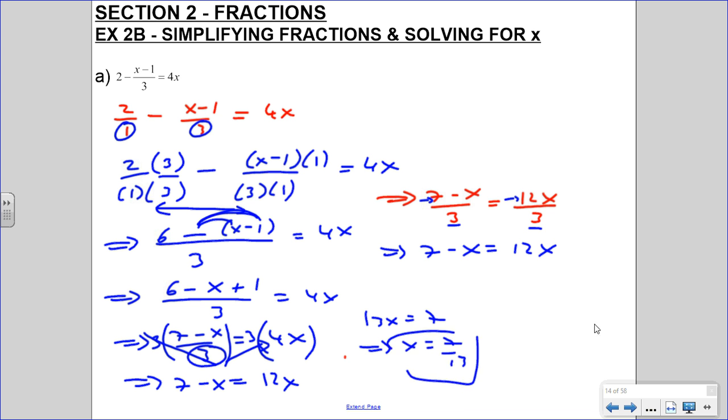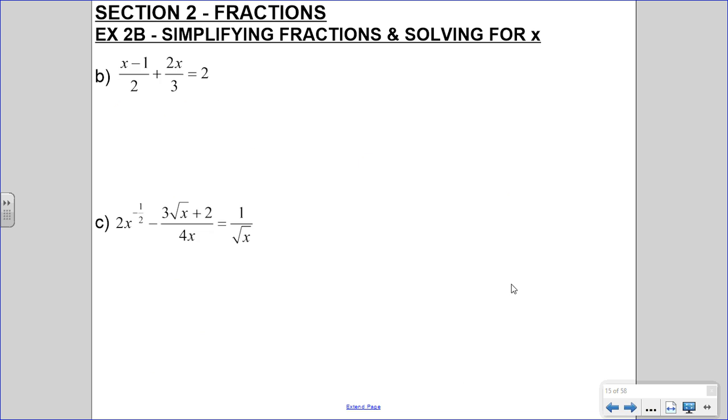Let's try that again. So this time, we've got (x minus 1) over 2 plus 2x over 3. So denominators are different, so we'll make them the same. So this one's missing a 3, so I put the 3 on the top and the bottom, and the other one's missing a 2. So we'll put the 2 and 2, and we'll leave that 2 there.